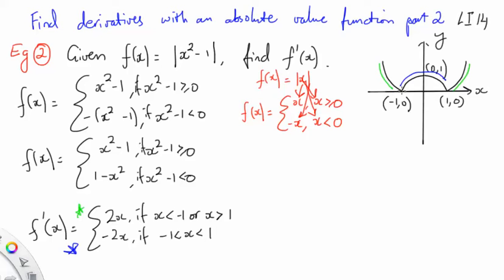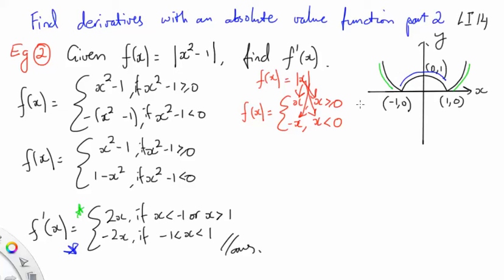Notice how I'm not including negative 1 and 1, because the derivative is not defined at those cusps, or those vertices, whatever you want to call them. The derivative is not defined there, so I can't include it here. That is your answer, and that's using a graphical approach. I think that's the best approach.